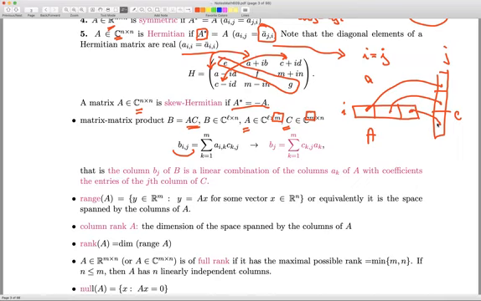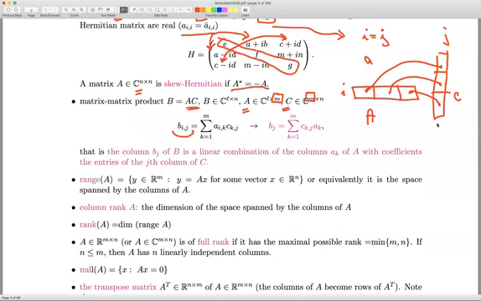Another useful way to view matrix multiplication is the following. If we look at the matrix B, the matrix will be of dimension L times N, and we denote by B1, B2, and so on, Bn, the columns of the matrix B.